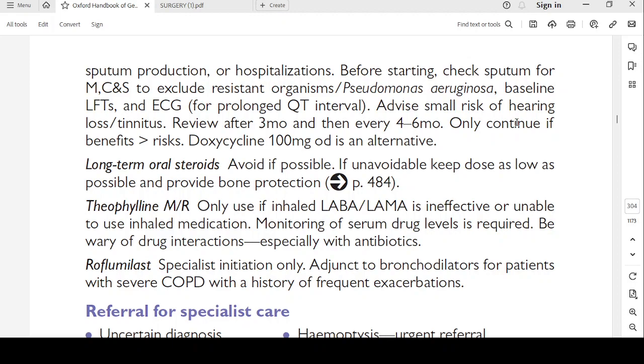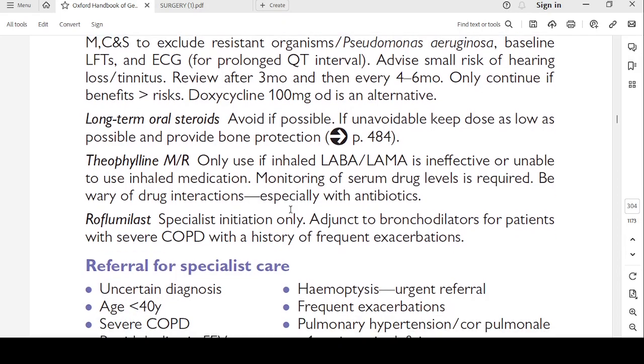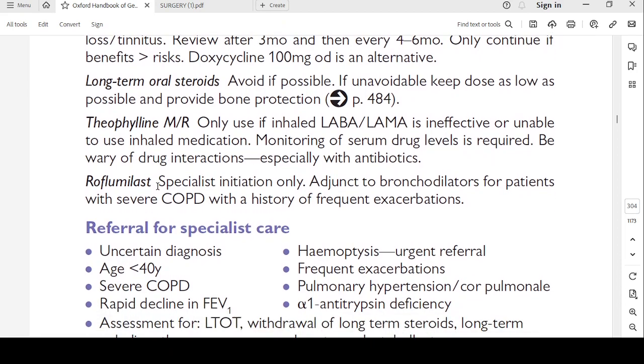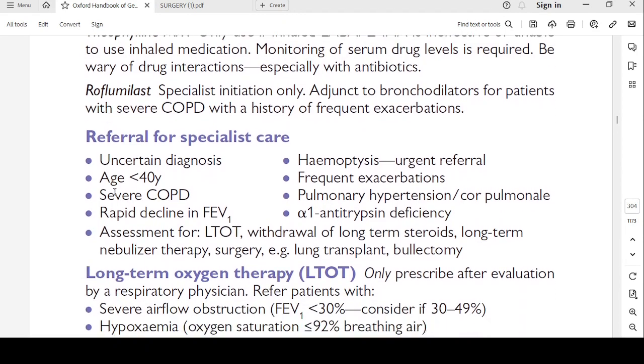Long-term oral steroids: avoid if possible. If unavoidable, keep the dose as low as possible and provide bone protection. Theophylline MR: used only if inhaled LABA or LAMA is ineffective or the patient is unable to use inhaled medication. Monitoring of serum levels is required, and be wary of drug interactions, especially with antibiotics. Roflumilast: specialist initiation only, adjunct to bronchodilators for patients with severe COPD with a history of frequent exacerbations.